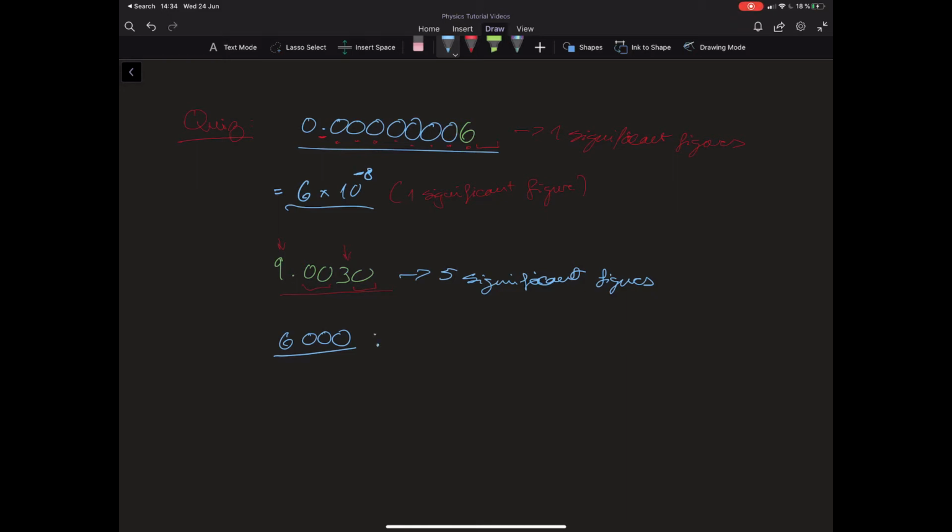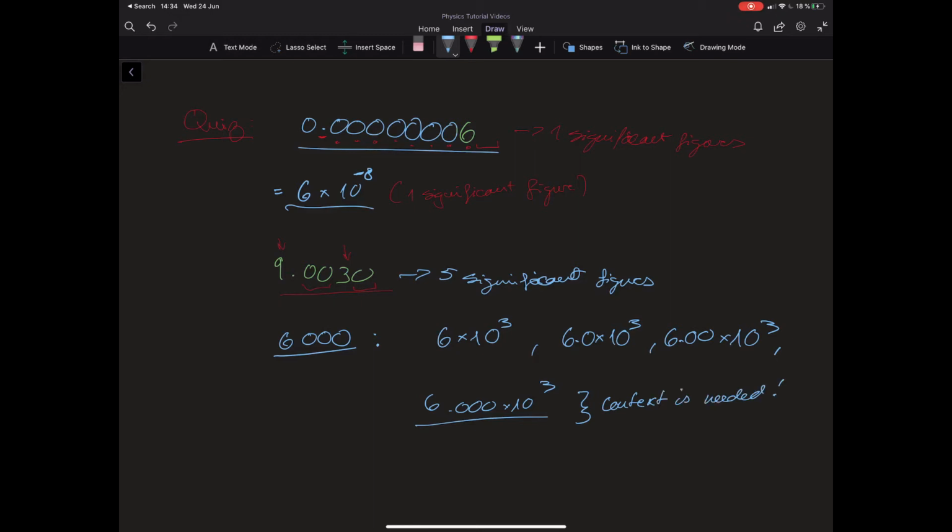In order to understand why this is ambiguous and cannot be determined, let's try and convert it to scientific notation. Well, one form could be 6 times 10 to the power 3, but it could also be 6.0 times 10 to the power 3, or 6.00 times 10 to the power 3, or even 6.000 times 10 to the power 3. So, because we do not know the nature of the value, we cannot determine how many significant figures it is. Was it measured to be exactly 6,000? Was it rounded up? We simply do not know, and therefore it is impossible to determine.